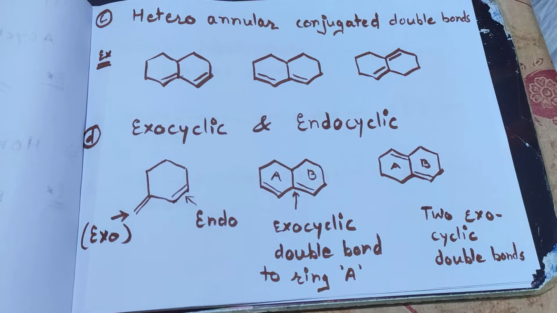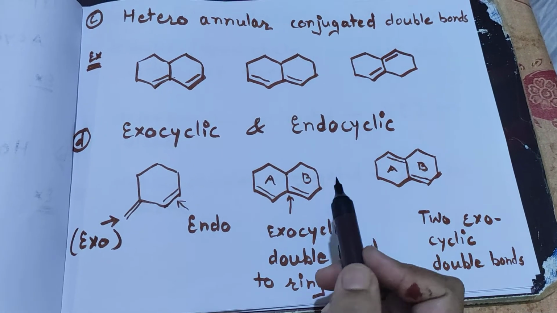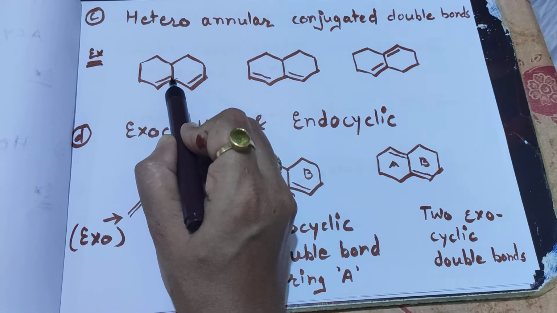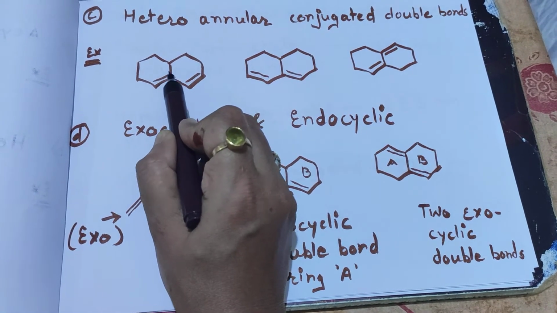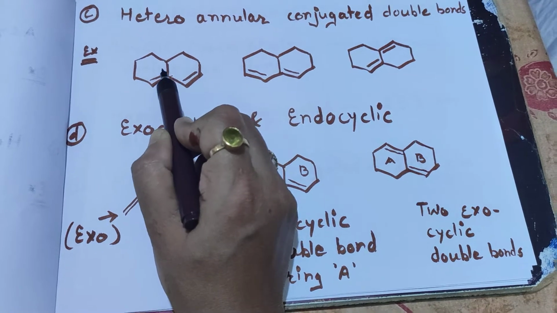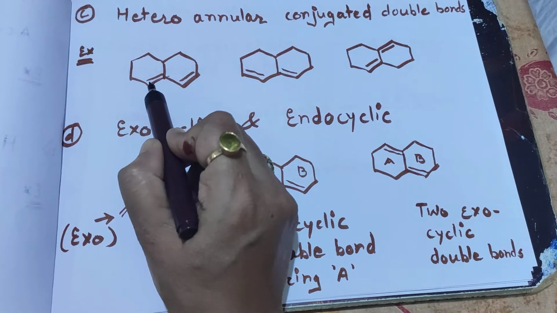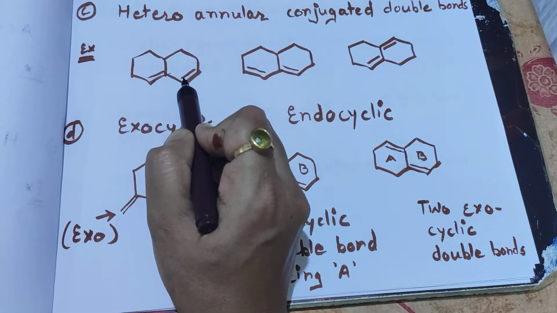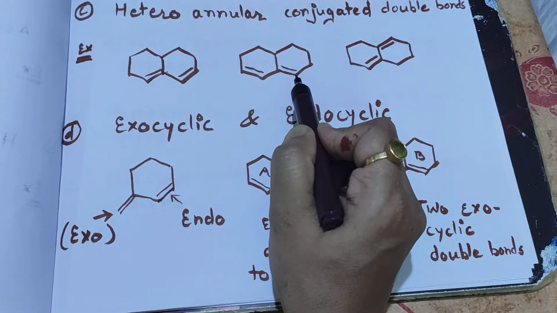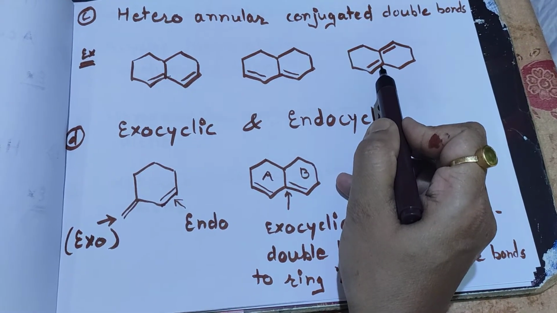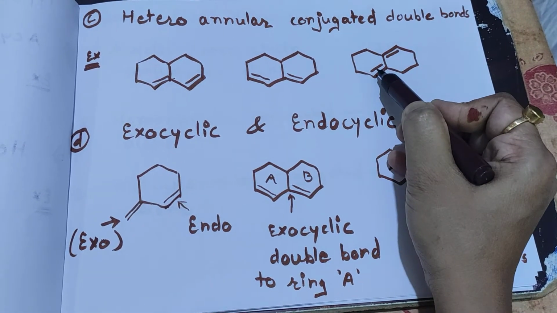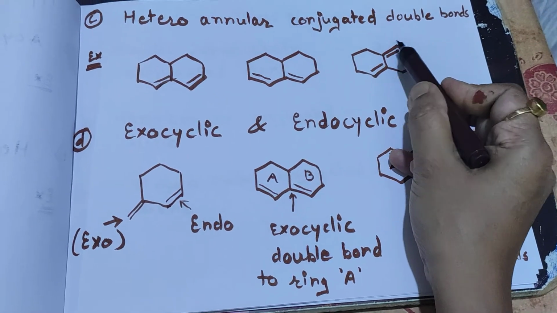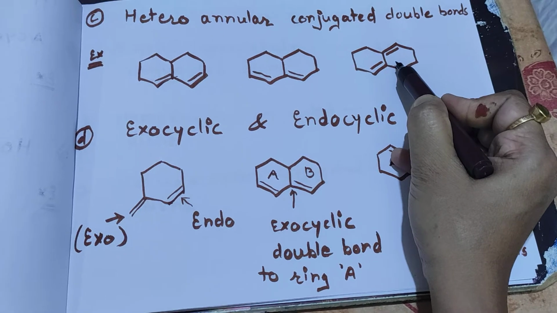The third system is the heteroannular conjugated double bonds. Heteroannular means the double bonds are present in two different rings. Here, in this ring we have one double bond in conjugation with another double bond in the other ring. This is again a case of conjugated double bonds, double bond, single bond, double bond, but both are present in two different rings.